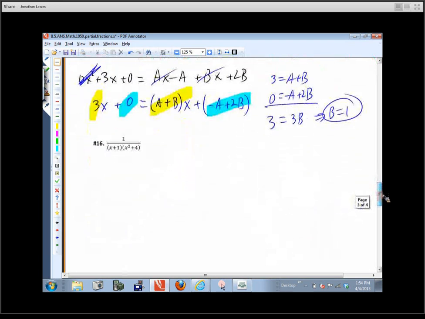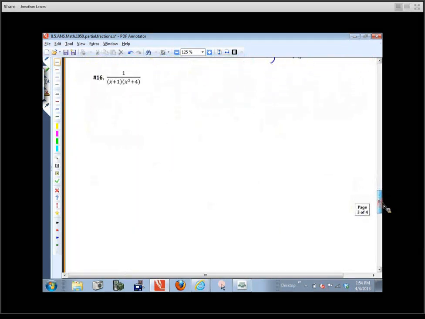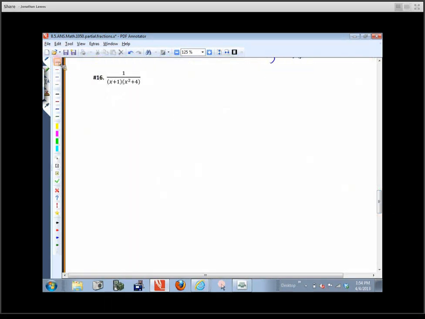Okay, let's take a look at the next one. This is the first one we've run into like this. Okay, what favor have they done us? It's already factored. What is not so nice about the factors? Okay, it's got an x squared and that does not break down. That's what we call an irreducible quadratic. It is not a linear factor. Linear factors are very easy to work with. Quadratic factors are a little bit more difficult.